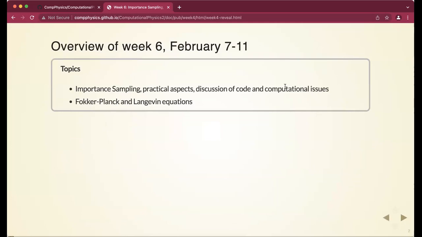We are going to take a kind of top-down approach first. So we're going to look at practical aspects. We're going to look at how we can implement this and computational issues. And then we are going to, a little bit later, dive into a topic which is perhaps not the easiest one. It's about the Fokker-Planck and Langevin equations.